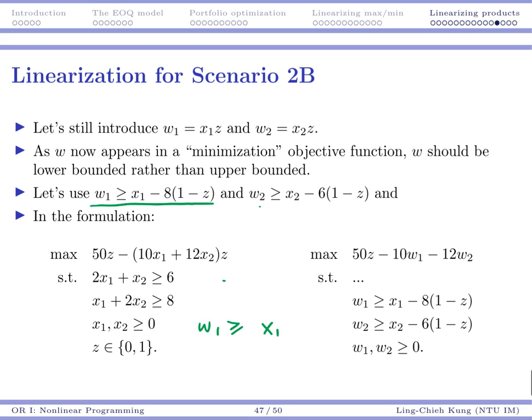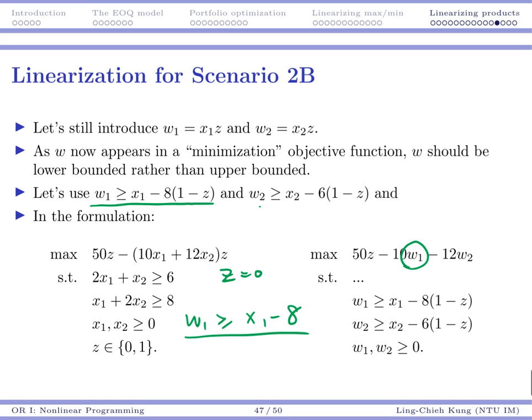Okay, so that's one thing. On the other hand, if z is 0, then that constraint should disappear so that we don't need to pay anything in the new formulation. So if z is 0, then our constraint on w1 would become w1 greater than or equal to x1 minus 8.